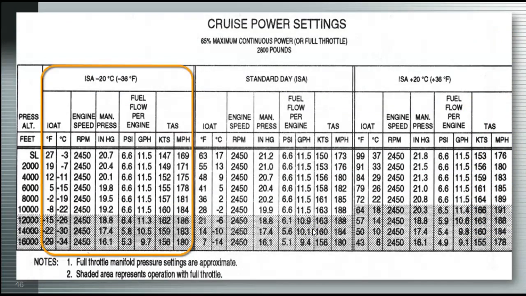We'll assume that we're flying on a day that's colder than standard. Let's just assume that the temperature is 20 degrees colder than standard. So we'll use the column on the left labeled ISA minus 20. If we were flying on a day closer to standard temperature, we'd use the table in the center. And if we were flying on a day that was closer to 20 degrees hotter than standard, we'd use the table on the right side.